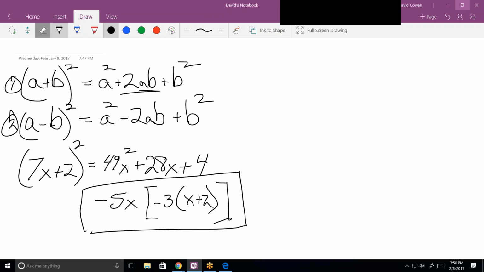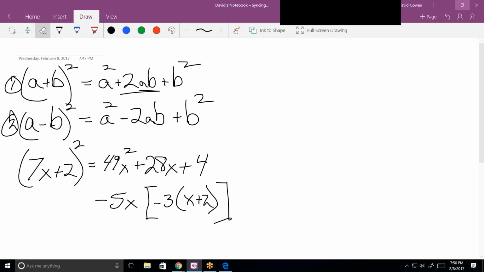And then we'll combine whatever we get with the other. So what am I going to distribute first? The -3. Yes, you always want to work from the inside out. So if you have a bunch of nested parentheses, you know what I mean by that? Yes. You work from the inside out.